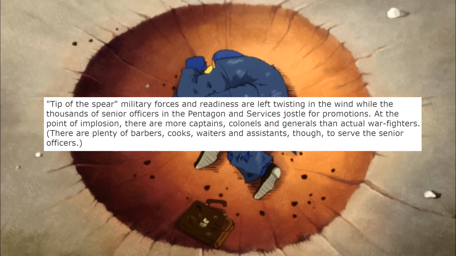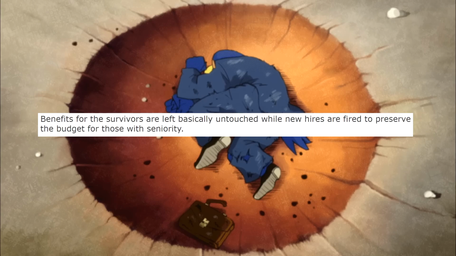Yeah, there are plenty of barbers, cooks, and waiters and assistants, though, to serve the senior officers. Yeah, the yes men, the bootlickers, the people providing them with the stuff they want. Oh, they're never going to go away either. So benefits for the survivors are left basically untouched, while the new hires are fired to preserve the budget for those with seniority.